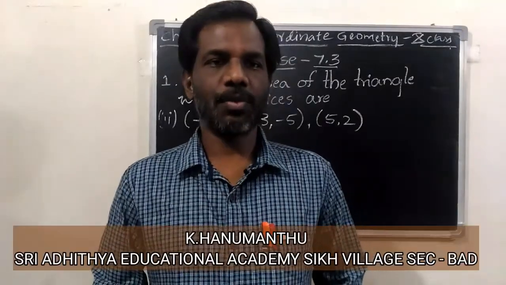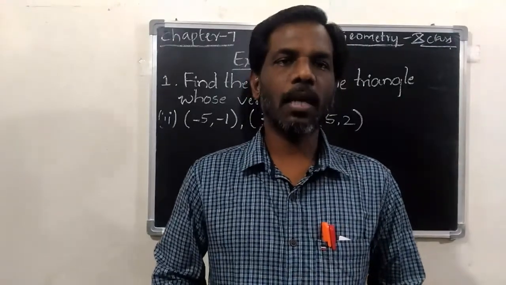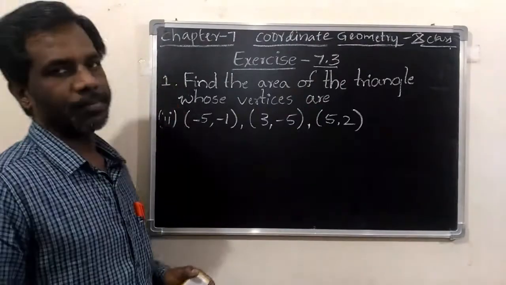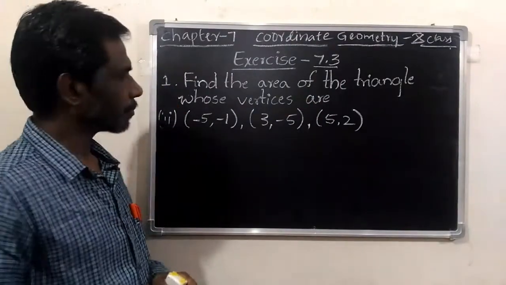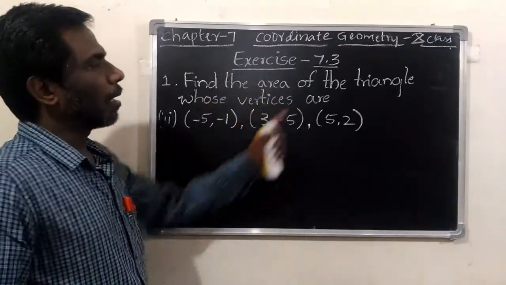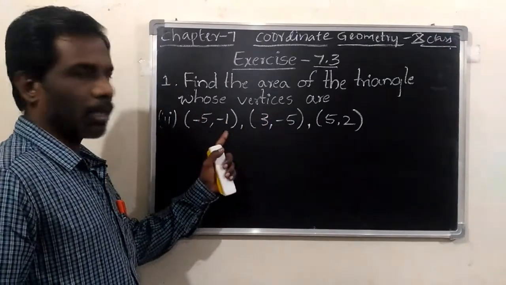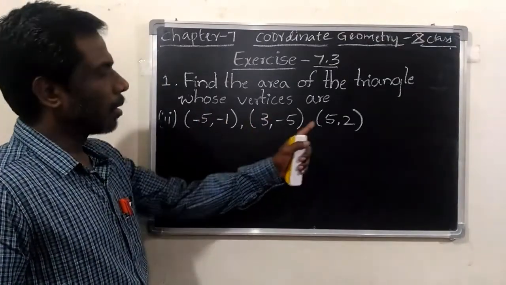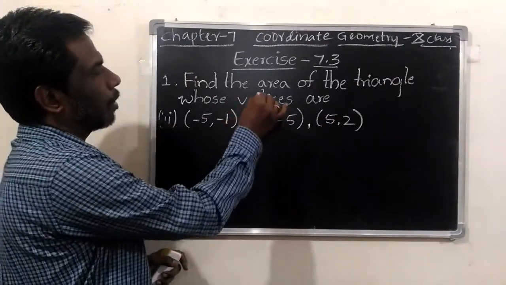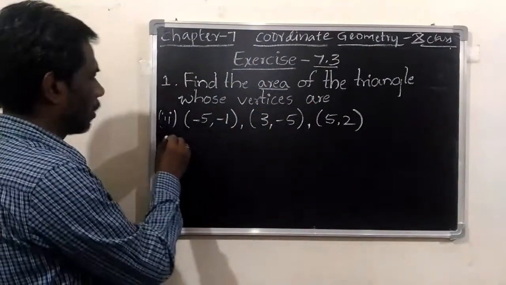Hello students, today I am explaining 10th class chapter 7 coordinate geometry exercise 7.3, first question, second bit. First I read the question. Find the area of the triangle whose vertices are (-5, -1), (3, -5) and (5, 2). So we want to find the area of the triangle. Let us solve this problem.